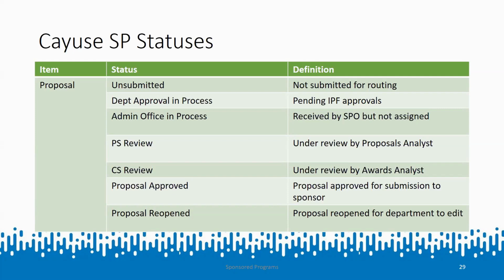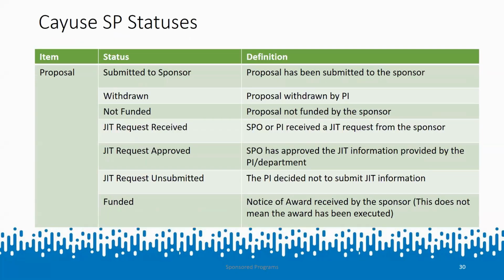I already talked about reopened. Submitted to sponsor means just that. Withdrawn is meaning that the PI withdrew. The PI said that she or he or they no longer wanted to submit. Not funded, the proposal wasn't funded by the sponsor.